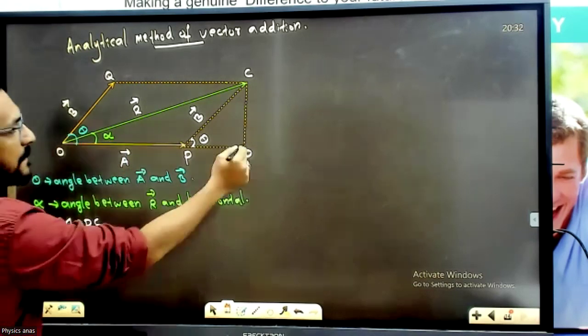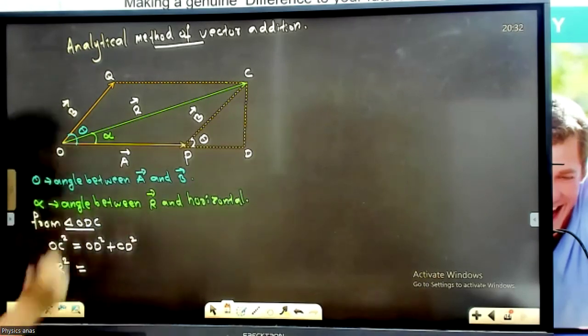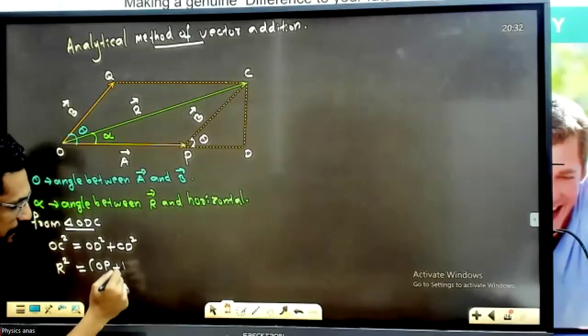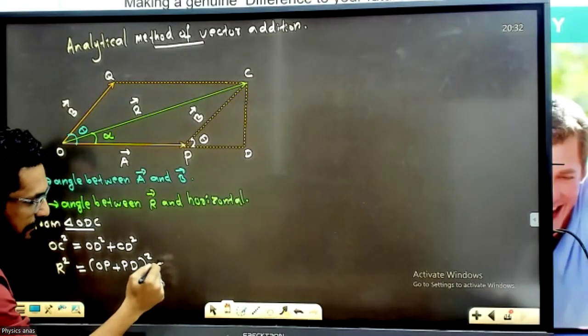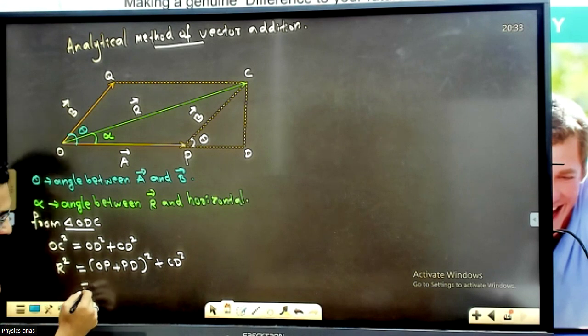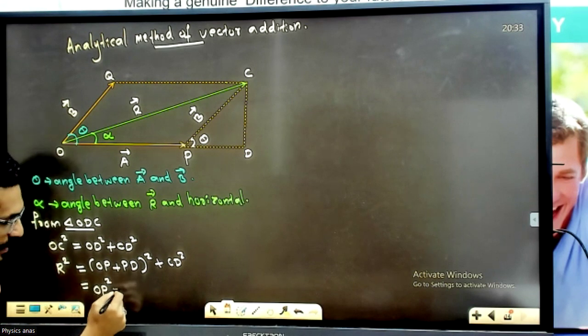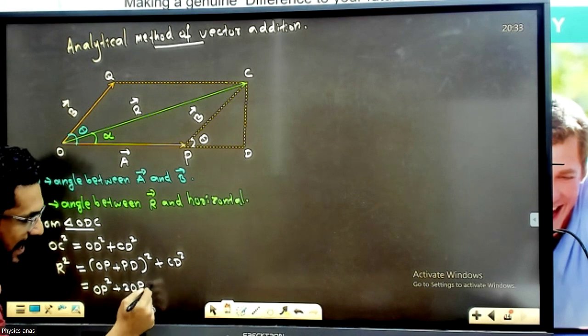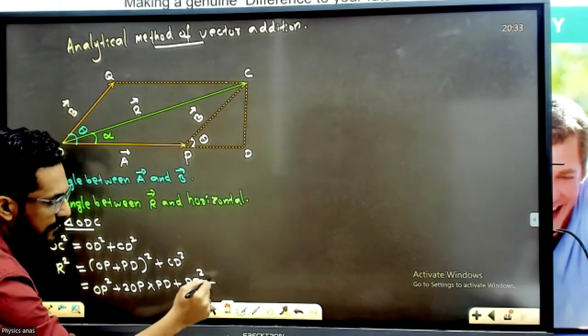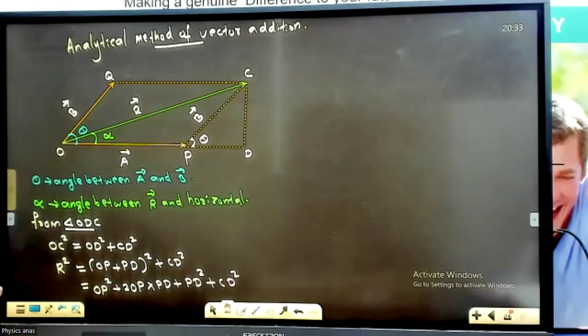Now, what is this OD? OD is OP plus PD, right? So it is OP plus PD, the whole square, plus CD square. Now this is A plus B whole square. What is A plus B whole square? A square plus 2AB plus B square. So you can write it as A square plus 2A into B plus B square, and CD square is there.